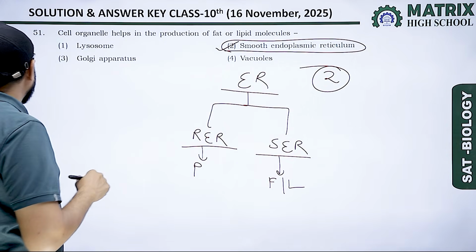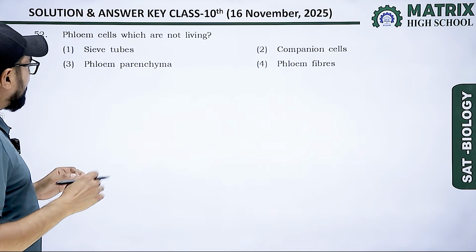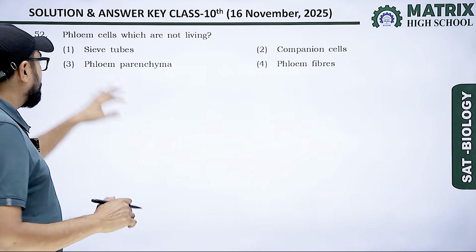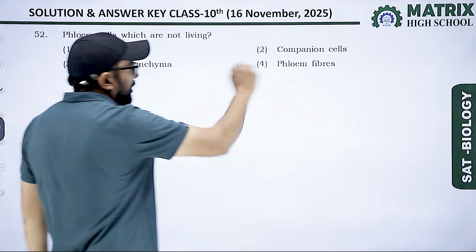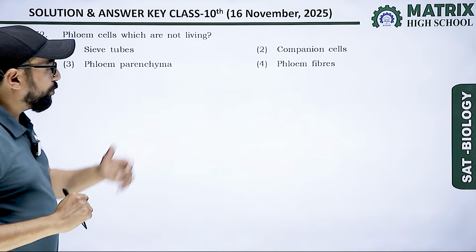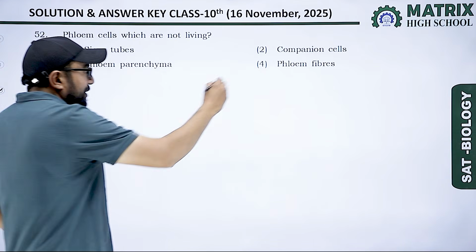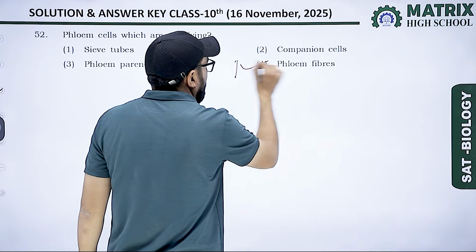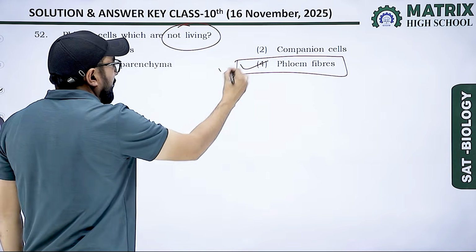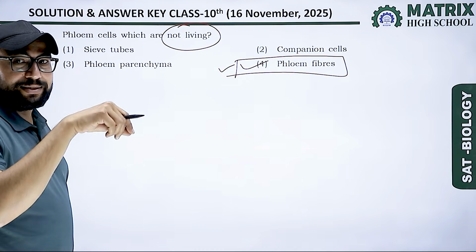Next question is, which phloem cells are not living? First, sieve tube. Second, companion cell. Third, phloem parenchyma. And last, fourth, phloem fiber. Our right answer is phloem fiber. Phloem fiber is the non-living part of phloem.